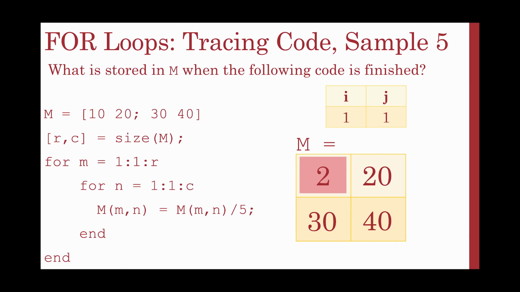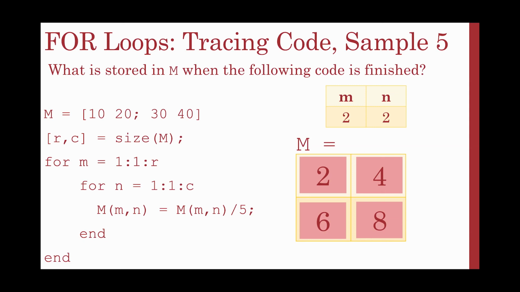First, we're going to have i equals 1, j equals 1. So we're going to get m of 1, 1 is equal to 10 divided by 5, which is 2. Then we're going to get i is 1, j is 2. So we're going to do 20 divided by 5, which is 4. Then we're going to get i is equal to 2, j is equal to 1. So we're going to have 30 divided by 5.